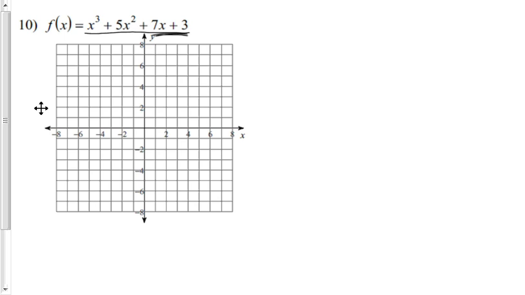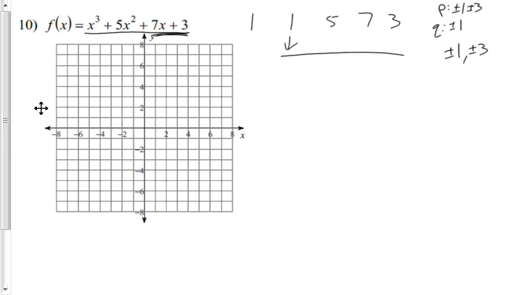So the possible zeros, since the p's are plus or minus 1, plus or minus 3, and the q's are just 1, the possible zeros are plus or minus 1 over 1 and plus or minus 3 over 1. So there's only 4 possible rational roots that we have to guess and check. So I'm going to try 1 first. So 1 is going to give us, it looks like it's not going to work.